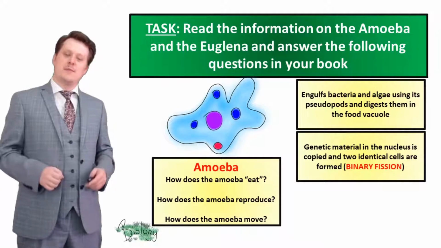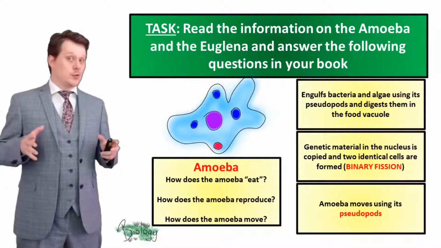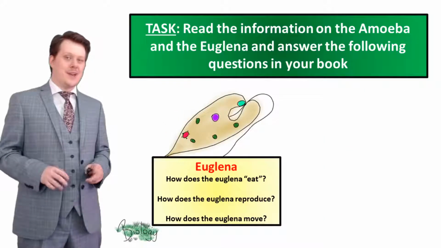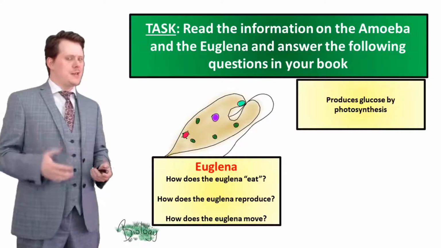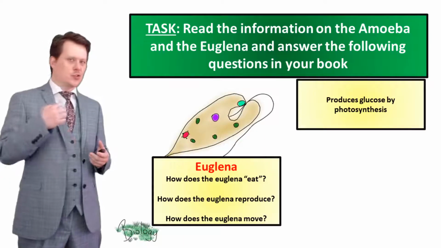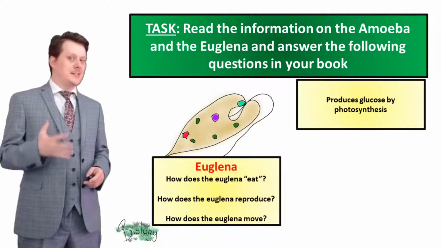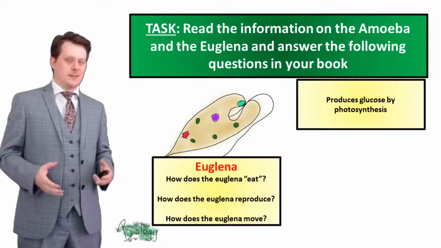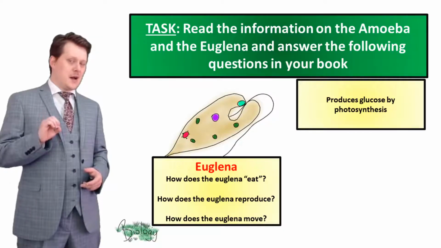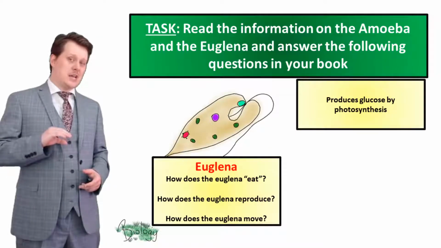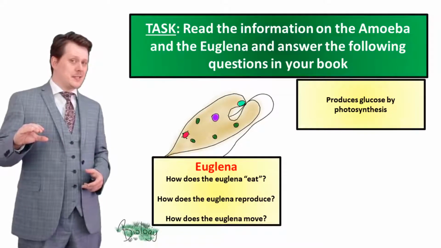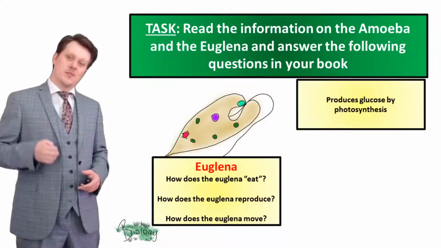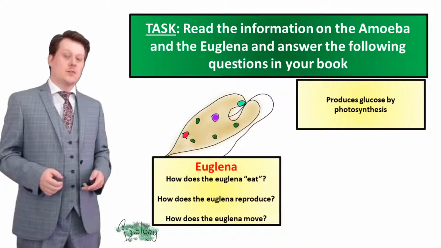And how does this amoeba move? It moves using those pseudopods. So next, let's look at the euglena. How does the euglena eat? Well, the euglena doesn't actually eat. It doesn't consume any food. Instead, it creates its own glucose by the process of photosynthesis. This is why it has a little eye spot, so it can detect where the light is, a flagellum, so it can move to where the light intensity is the greatest, and then it can photosynthesize at a faster rate to produce more glucose.